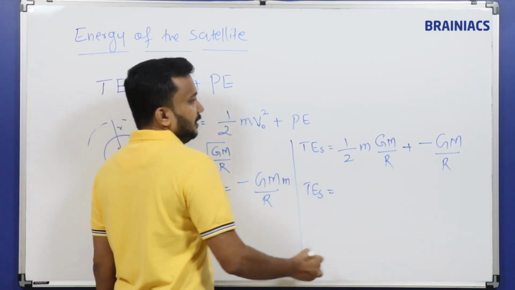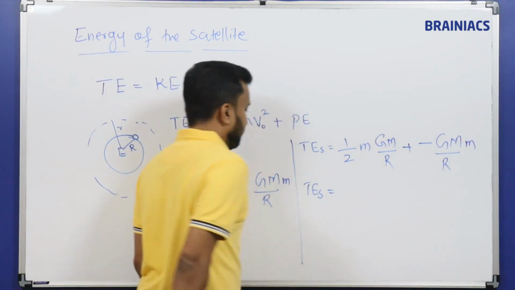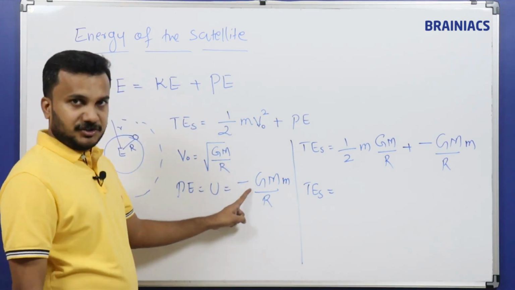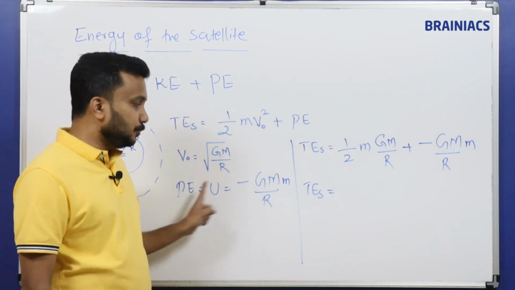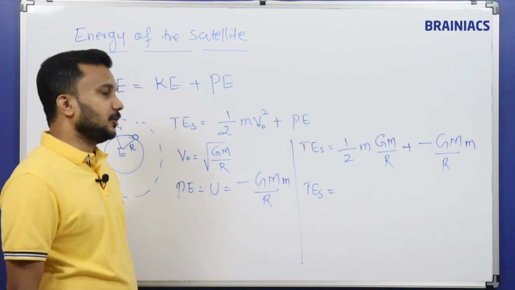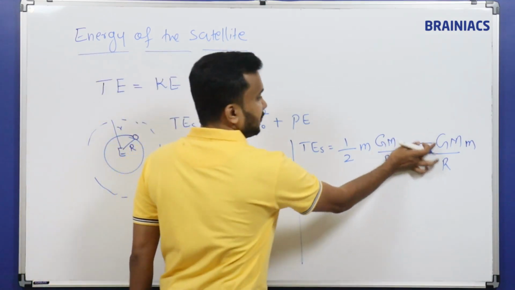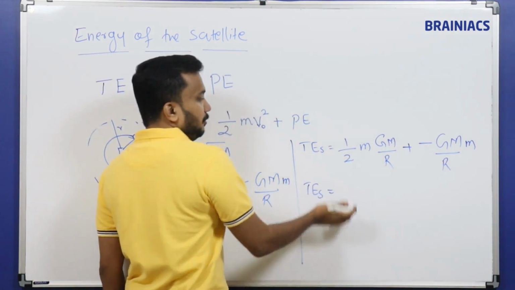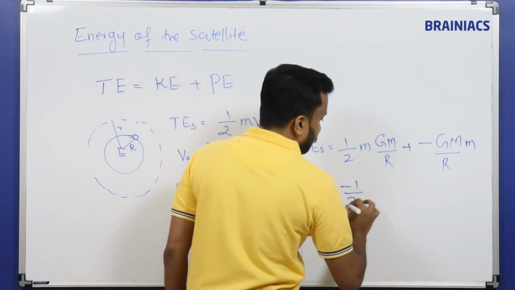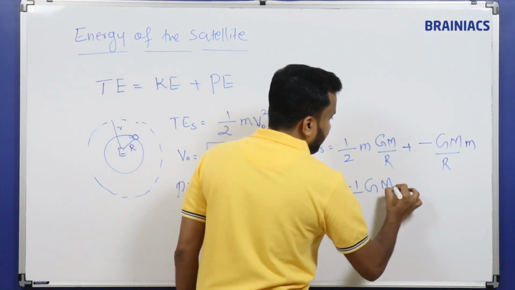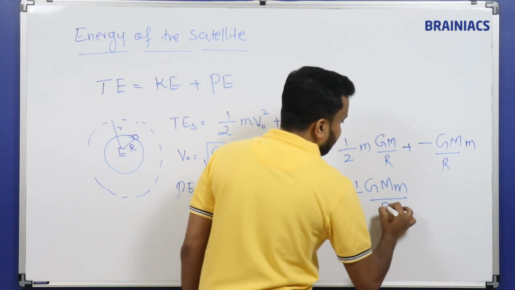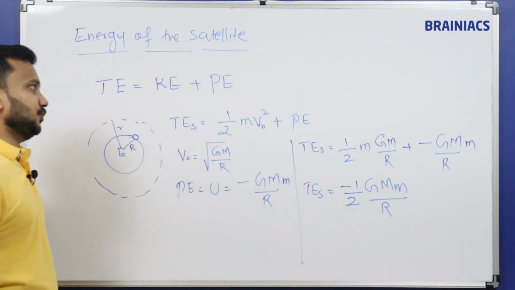Gmm divided by R minus Gmm divided by R. This is minus GM by R, which is potential. Potential into mass is equal to potential energy. So how much does the total energy come to? This is like minus 1, this is like 1 by 2. So the answer is minus 1 by 2 G capital M small m divided by R. This is the total energy.